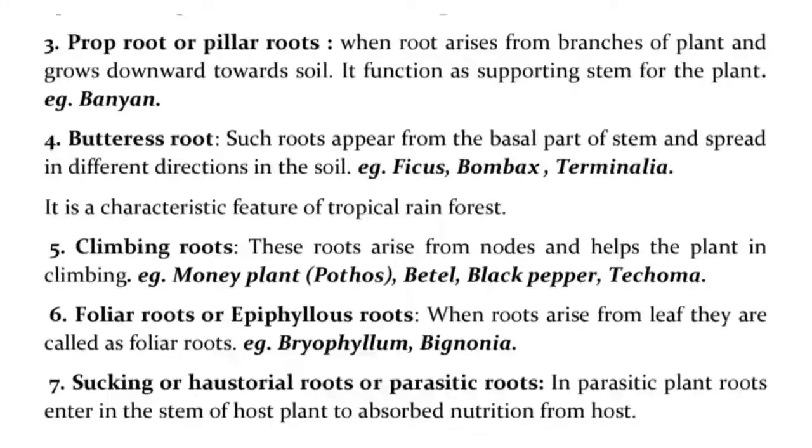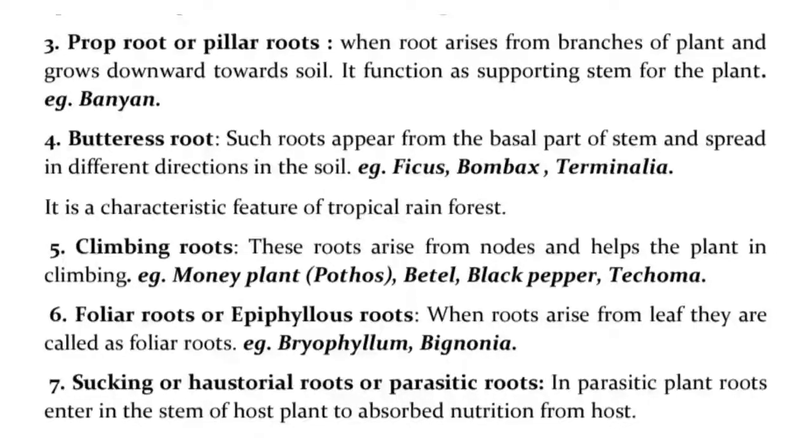3. Prop roots or pillar roots. When roots arise from branches of the plant and grow downward towards the soil, they function as supporting stems for the plant, e.g. banyan. 4. Buttress roots. Such roots appear from the basal part of the stem and spread in different directions in the soil, e.g. Ficus, Bombax, Terminalia. It is a characteristic feature of tropical rainforest.